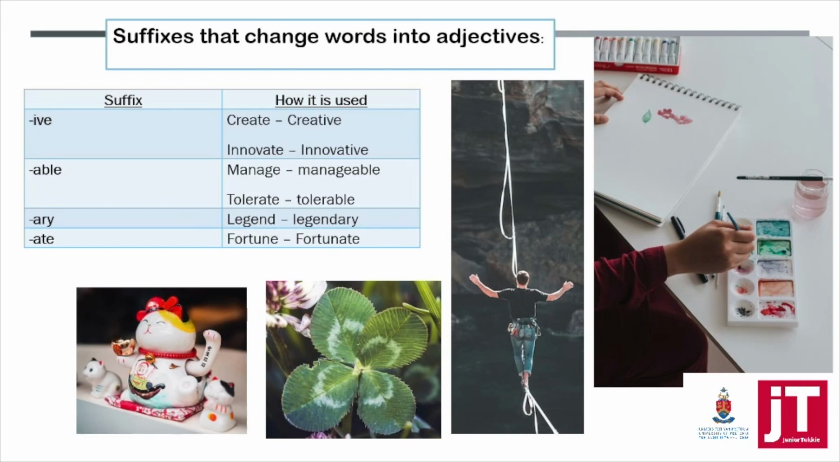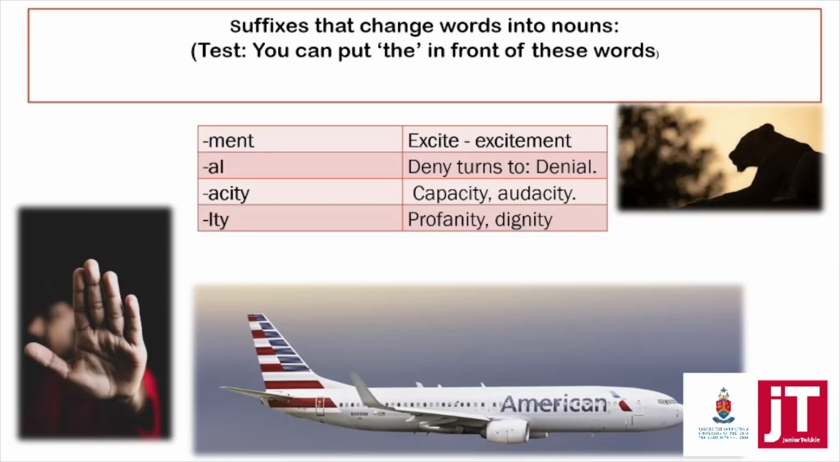Anyway, yes, fortunate is a derivative of fortune, and coordinated is a derivative of coordinate. Okay, suffixes that change words into nouns.